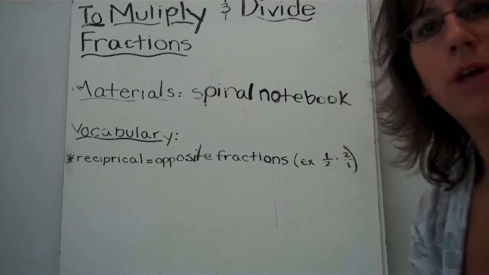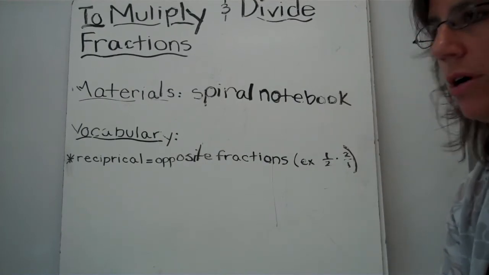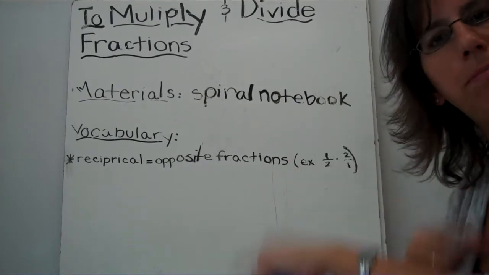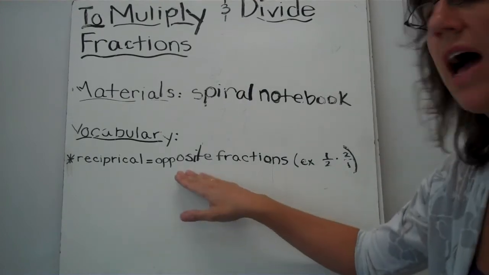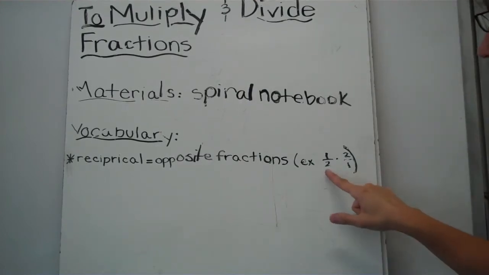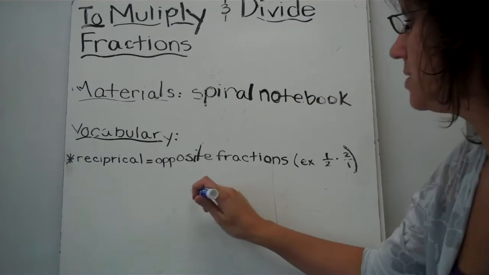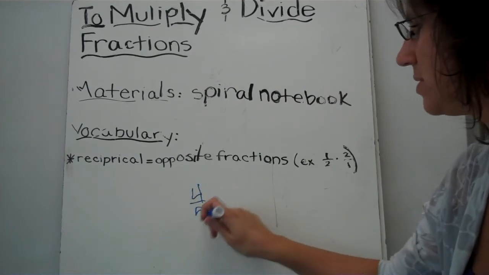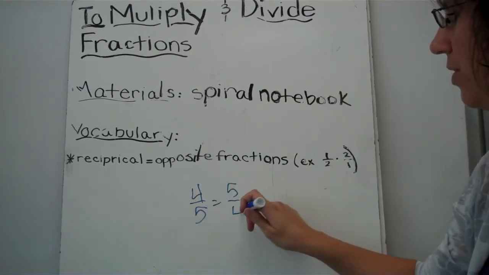One big key vocabulary word you need to know is the word reciprocal. Reciprocal means you're going to flip the fraction upside down. It's the opposite. Instead of 1/2, you have 2/1. Instead of 4/5, you have 5/4.